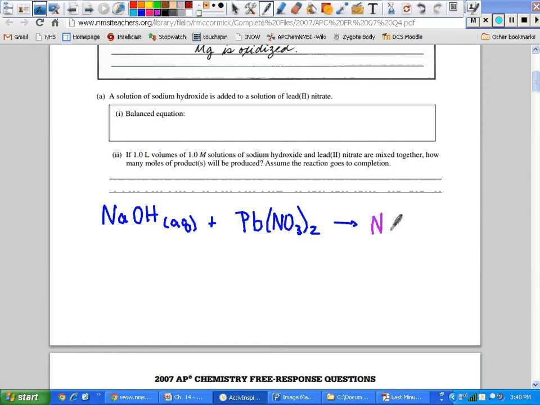What are we going to get? NaNO3 plus Pb(OH)2. Now, this is where your solubility rules become very, very important. What can you cross off in NaOH? Na. You can cross Na off. What can you cross off in Pb(NO3)2? You can cross out the nitrate. What about that thing? Oh, that's definitely got to go.